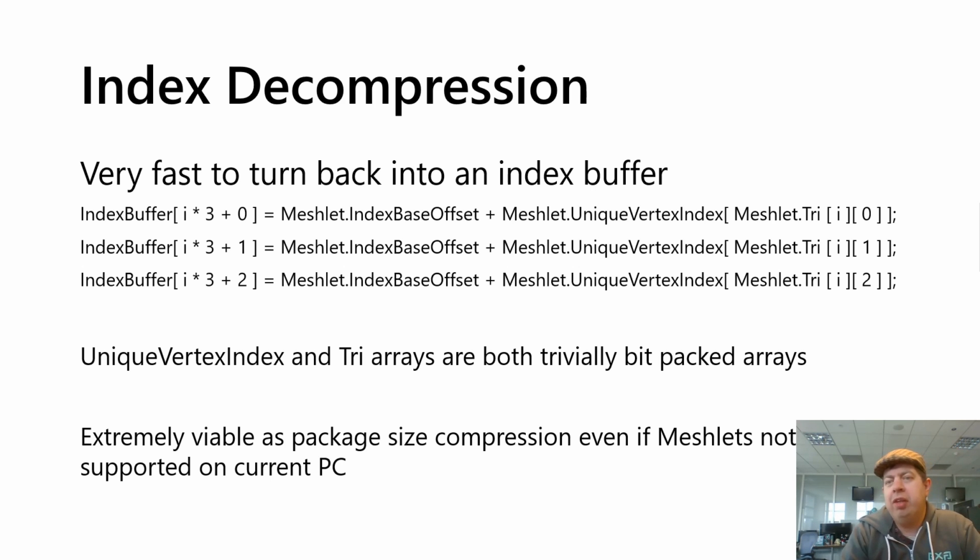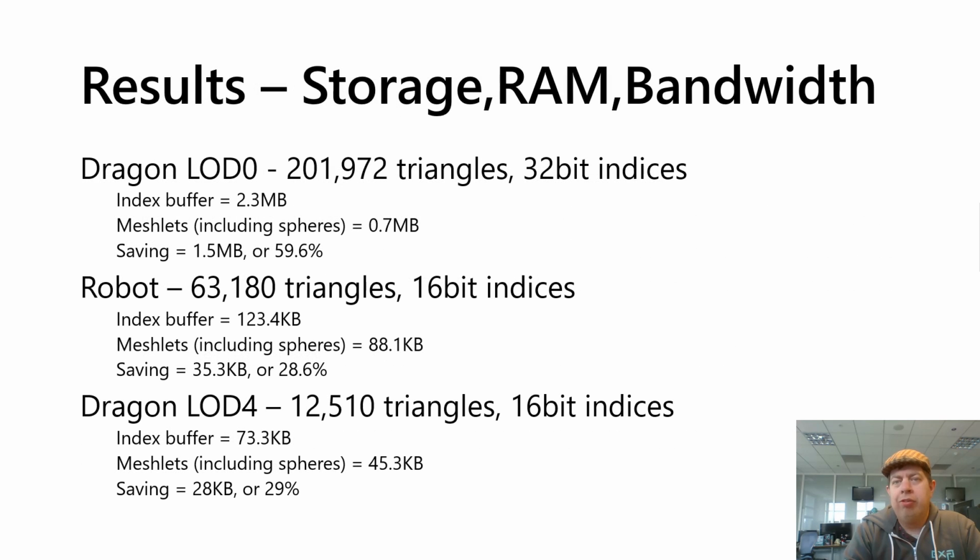The unique vertex index and triangle arrays here are bit streams. They're compressed. Very, very easy to extract the values. There's a bonus slide on that. So what did it give us? It gives us savings in storage, savings in load time, savings in RAM, and savings in bandwidth.